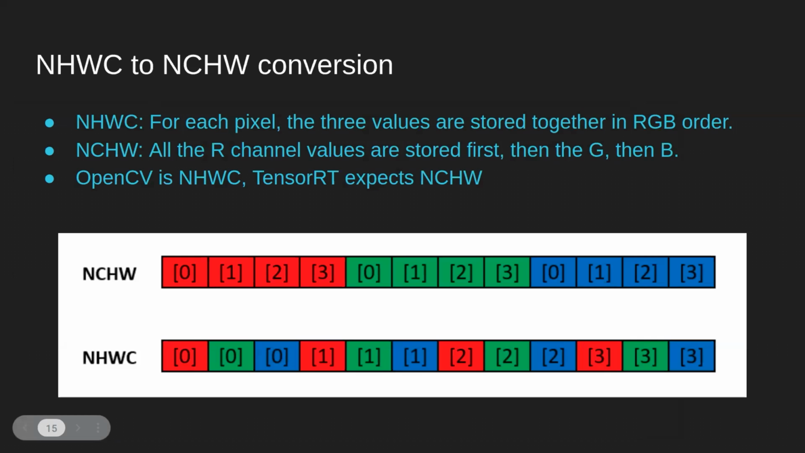OpenCV stores decoded images in NHWC format, while TensorRT expects NCHW format. Now you're probably asking, what the heck is the difference? Because I certainly was asking this. The difference is illustrated well by this image here. In NHWC format, or what's used by OpenCV, the three values are stored together in RGB format. So essentially it becomes RGB, RGB, RGB, and so on. Whereas with NCHW format, which is expected by TensorRT, all the red channel values are stored first, then the green channel values, and then the blue channel values. So in this scheme, it's RRRR, GGGG, BBBB, and so on.